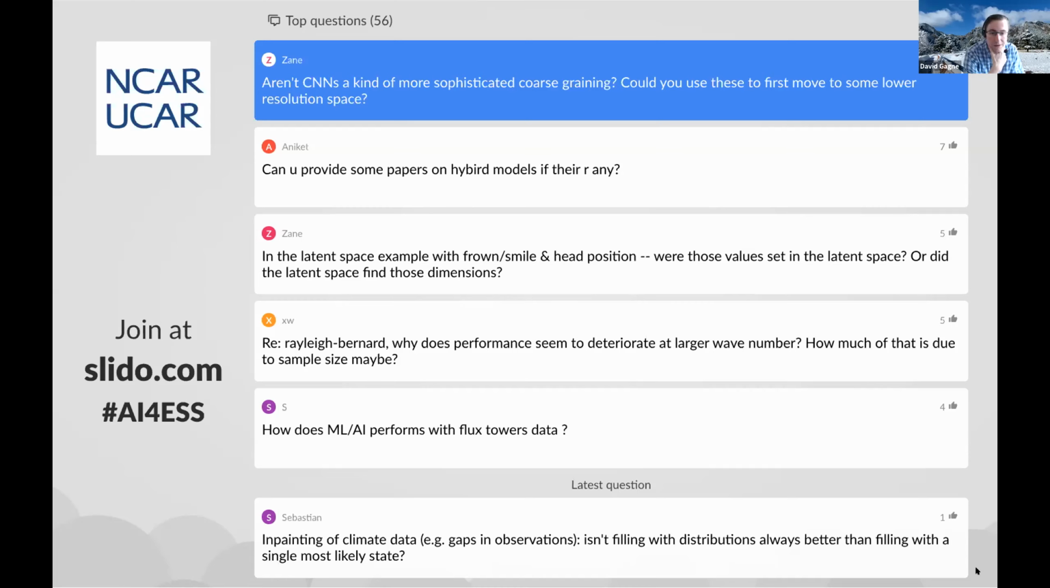Next question that's come up. Aren't CNNs a kind of more sophisticated coarse graining? Could you use these to first move to some lower resolution space, and learn a way to do that?